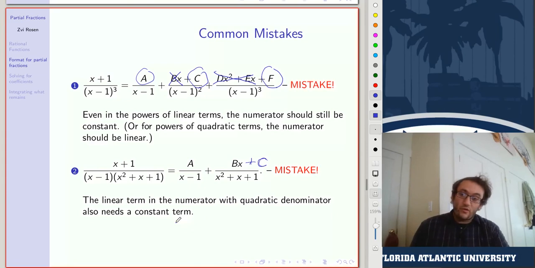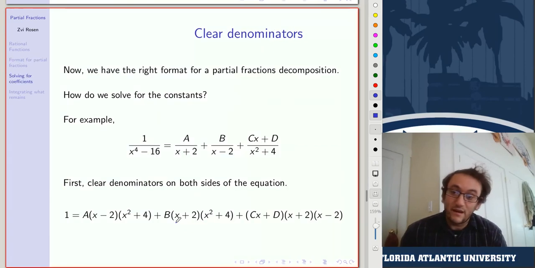Great, so now we know the correct format for partial fractions of all of these different types of rational functions. Now we get to solving for the coefficients. Okay, all of these formats that we've done have these arbitrary constants in there, and now we need to solve for them.